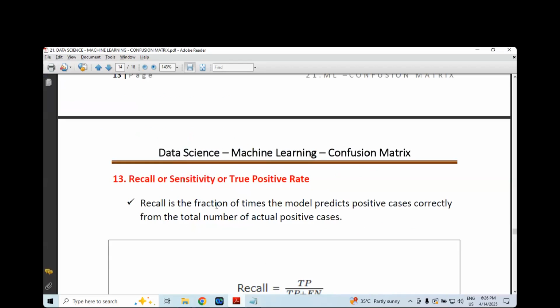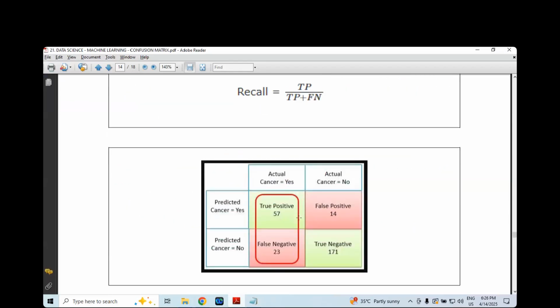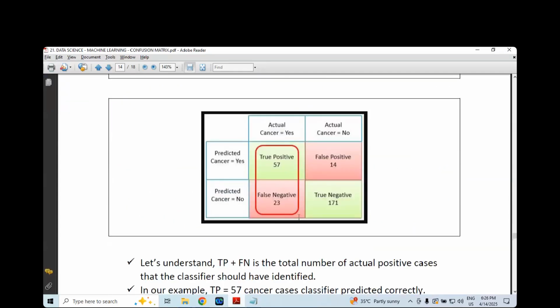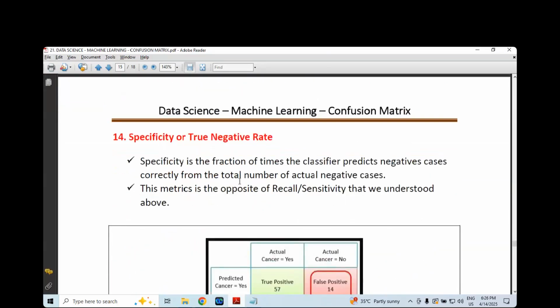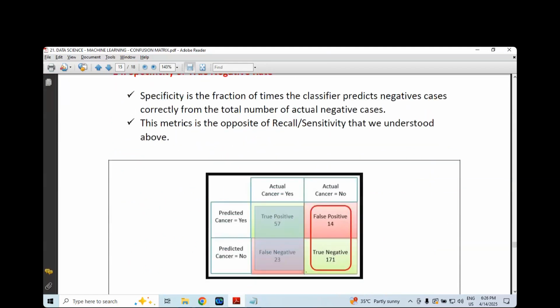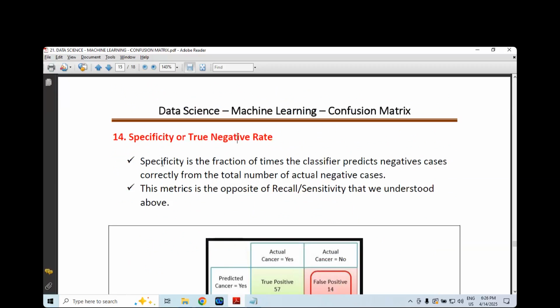True positive rate is the fraction of times that the model predicts positive cases correctly from the total number of actual positive cases. I'm talking about actual positive. The next one is called the true negative rate. Previously we considered this column, now we need to consider this column, the true negative cases. It is also called specificity. The terminology is important; you have to memorize and remember it.